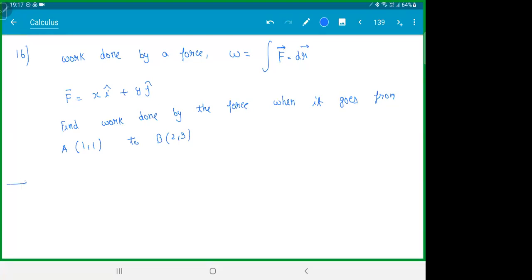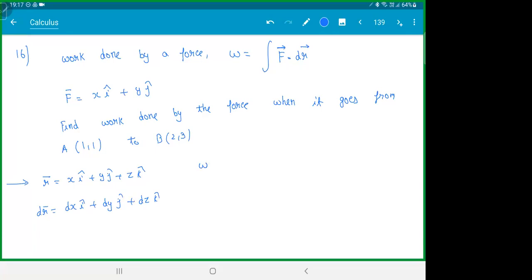The first thing, r bar is a position vector, which is nothing but x i cap, y j cap plus z k cap. So what is dr bar? So dx i cap, small dy j cap, and small dz k cap.